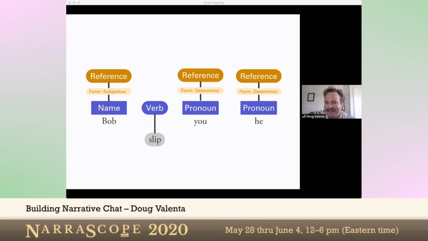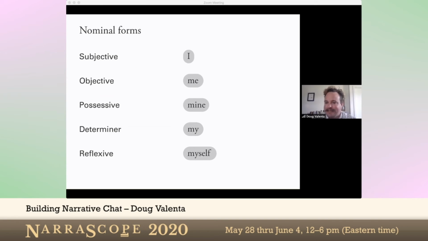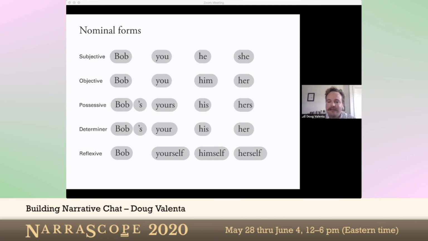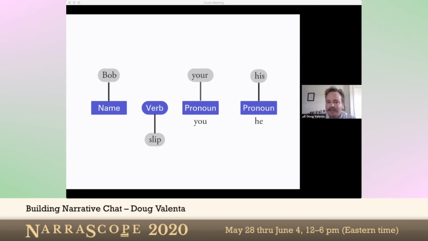Now, we still don't have textins. We need to turn these into textins, but luckily nouns are something that we can turn into textins. In order to do that, we're going to be selecting a textin based on the form of the reference. So we can see here these nominal forms extended out to the kinds of different nouns that we're working with in this emote. We've got Bob in the subjective, we've got your in the determiner, and we've got his in the determiner.